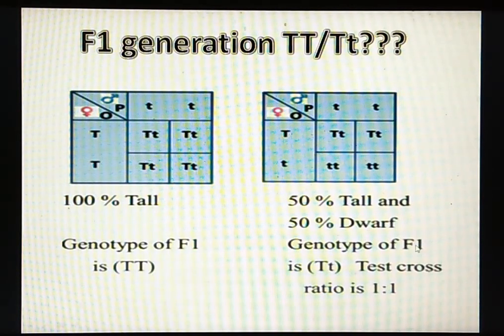So what is our conclusion? That when a test cross is carried out, we come to know the genotype of an individual. So F1 generation is heterozygous dominant, and because it is heterozygous dominant, it could give the dwarf plants also, whereas if it was homozygous dominant, it would not give the dwarf plants in F2 generation, right? So the ratio we get here is 1:1.